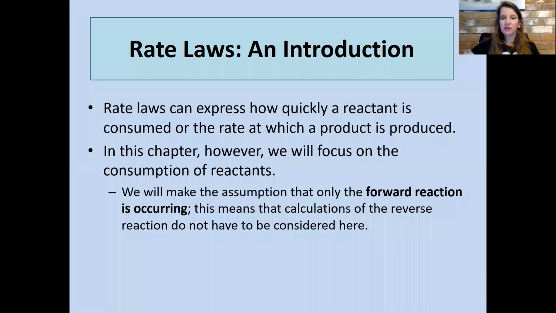Hi, we're going to go over writing differential rate laws in this video. Rate laws are something that we're going to use to show the relationship between concentration and the reaction rate. We're going to be focusing on the forward reaction, so we're just going to be looking at the concentrations of the reactants, not the products.